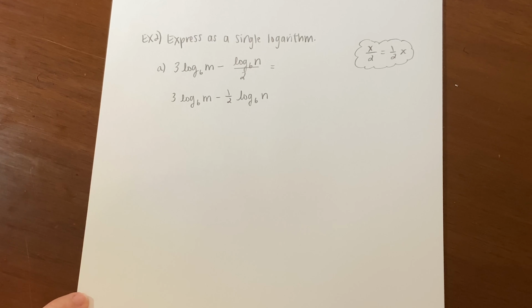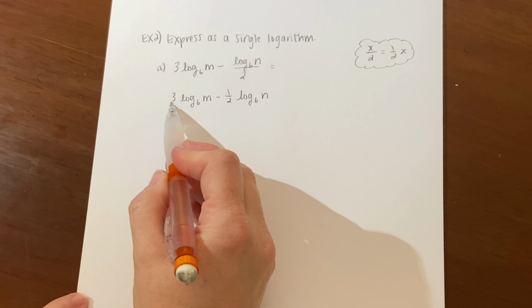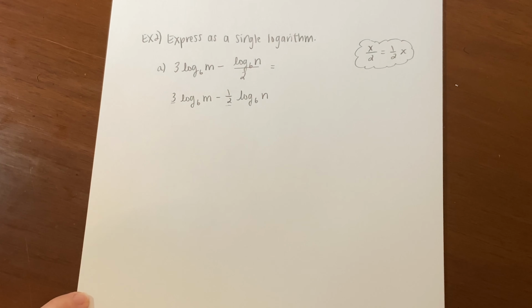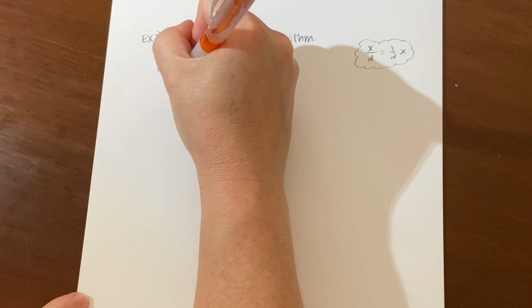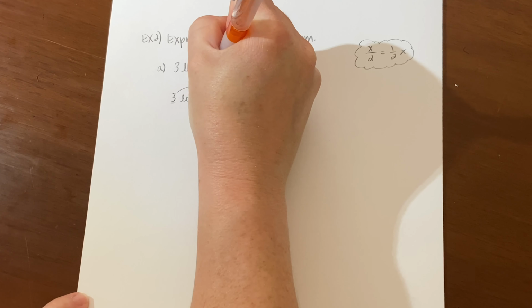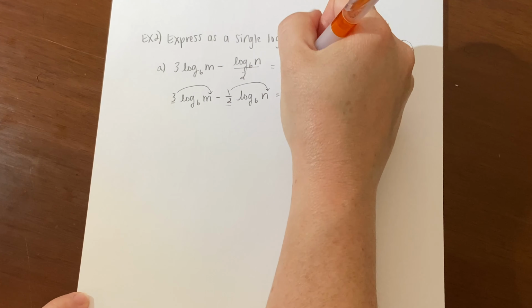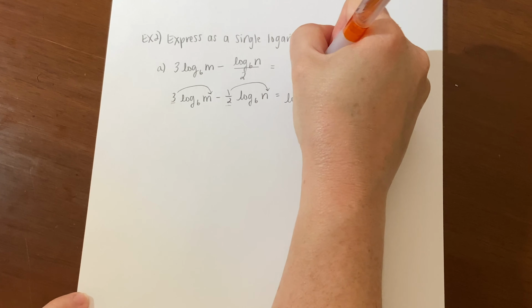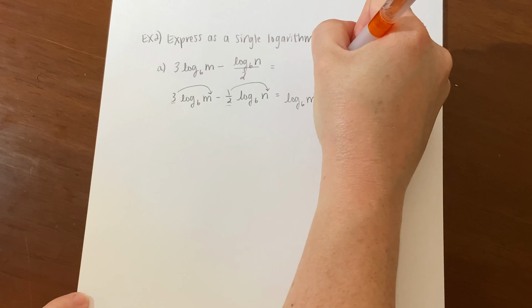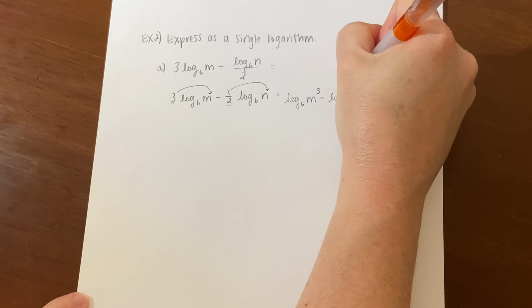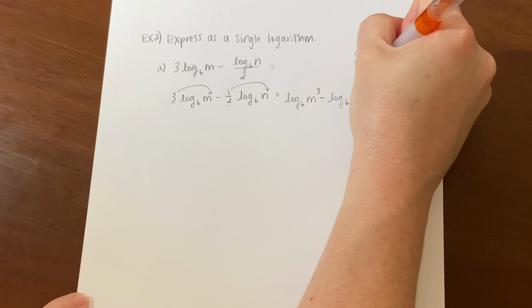Now we're going to be able to use our laws. So first, we've got these numbers that are out in front of the log. Do you know where those go? Law 3 tells us that these numbers that are in front become exponents. So they're going to move into the exponent position. So I'm going to have log base 6 of m cubed minus log base 6 of n to the 1/2.